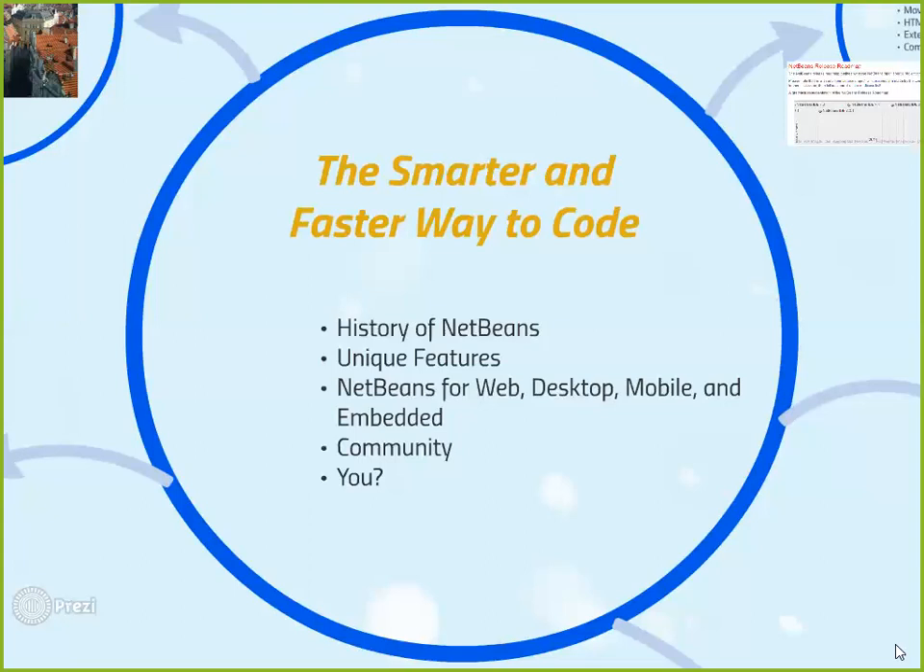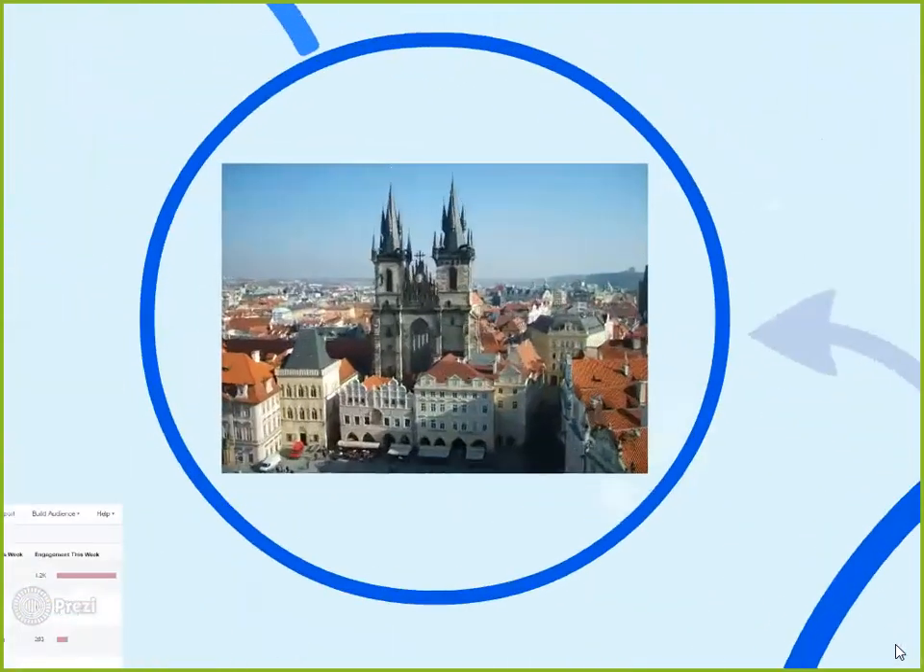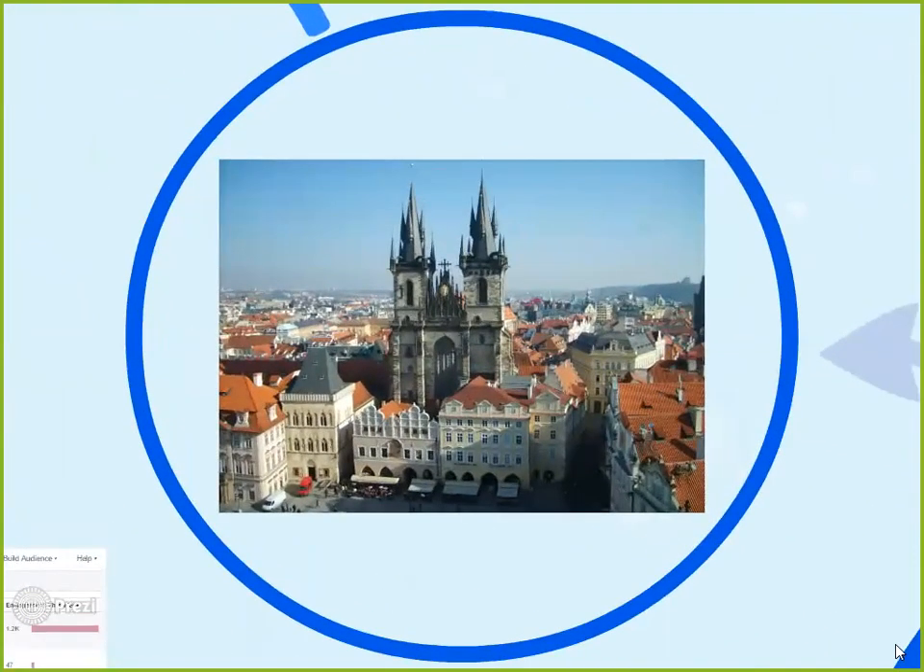So the next point is I want to talk about where NetBeans comes from, the history of NetBeans, and then what its unique features are, and talk a bit about the different ways you can use it, and then about the community and how you can get involved. So the history of NetBeans starts with this picture. Does anyone know where this is? Czech Republic? Yes, Czech Republic. This is Prague in the Czech Republic, and this is where NetBeans started.